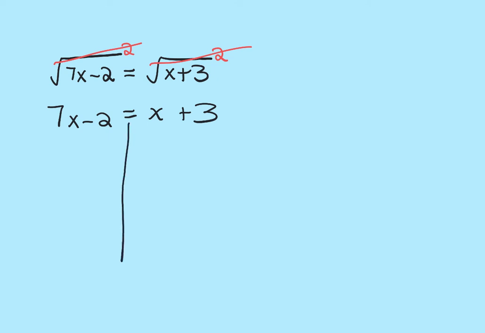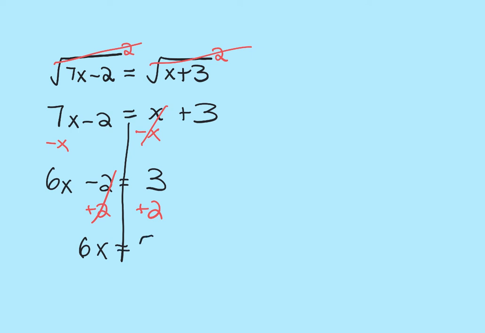So just basic solving. We do have variables on both sides. So I will subtract x. So 7x minus x, 6x minus 2 equals 3. Add 2, add 2. So 6x equals 5. And then divide by 6. So x equals 5/6.